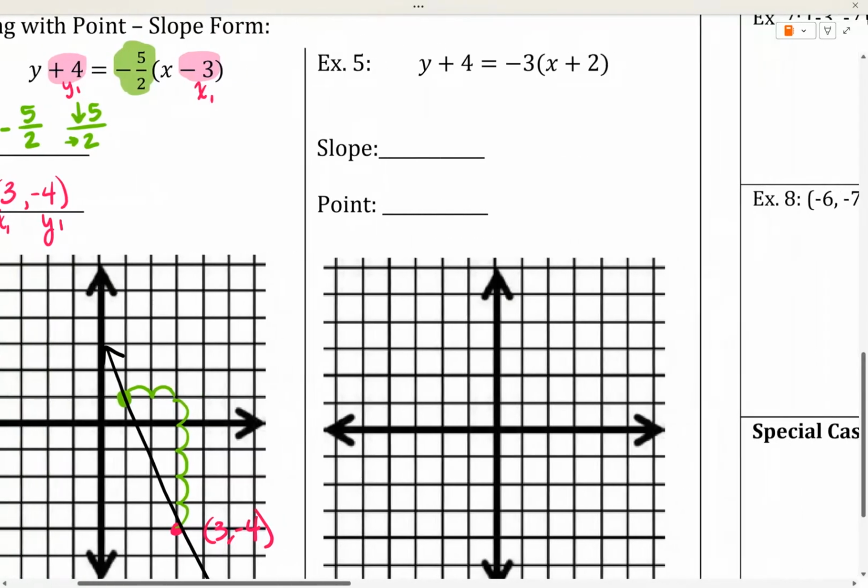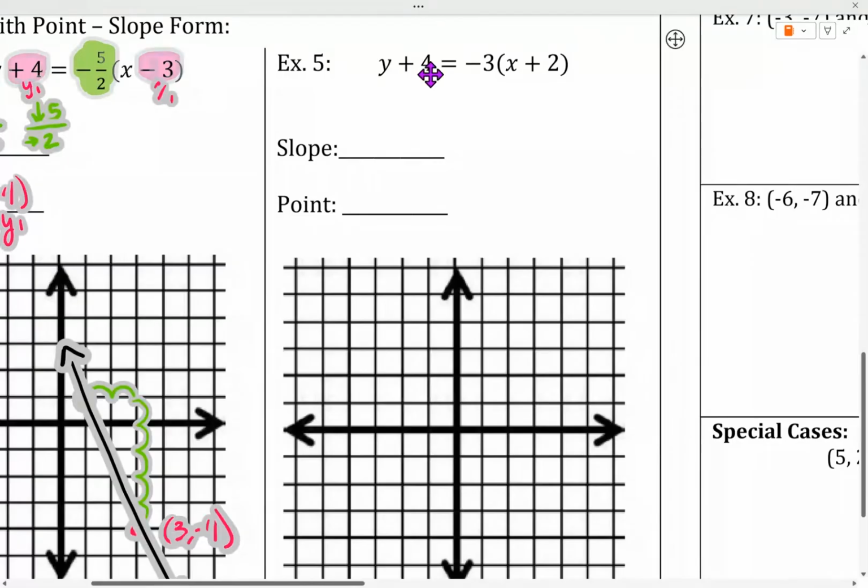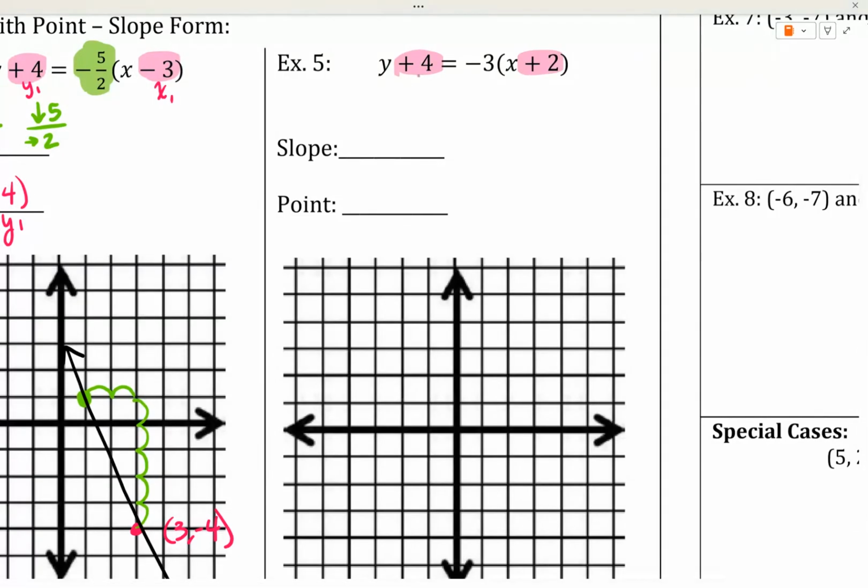So then as we look at example 5, again we have x1 and y1. So x1 is over here with our plus x. And again, if we see addition, it's actually the opposite sign. So x1 is negative 2. And then y1 is actually negative 4. And then our slope here is negative 3, which when graphing would be down 3 and to the right 1 if you're using rise over run.